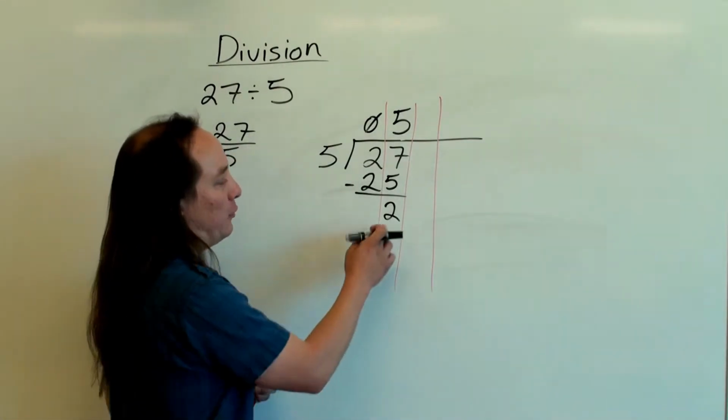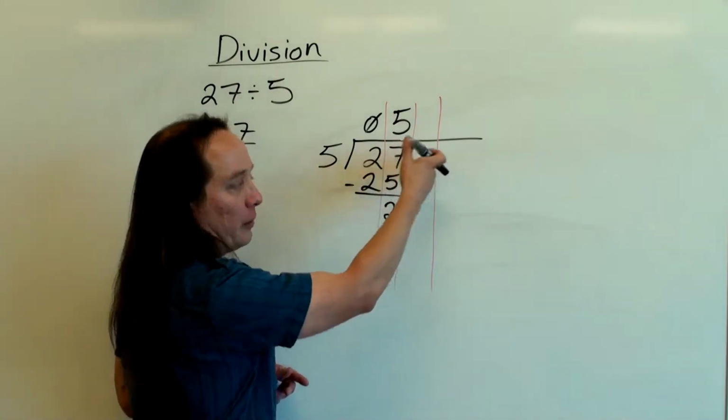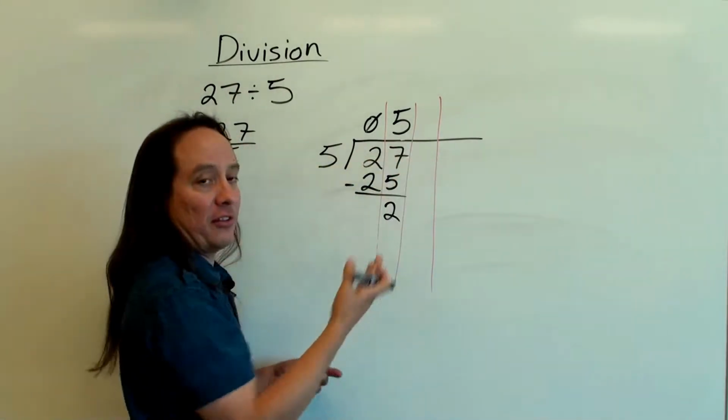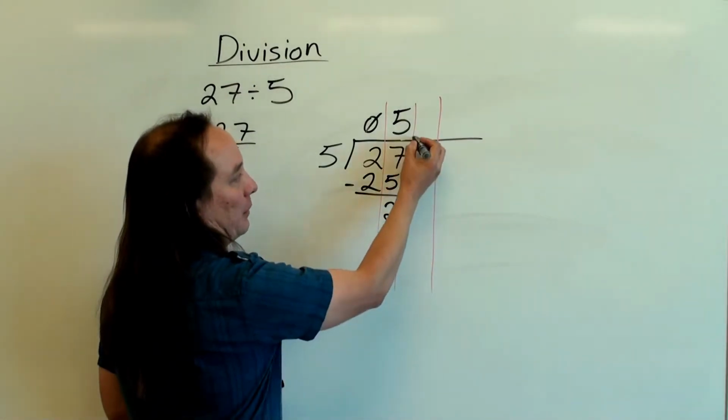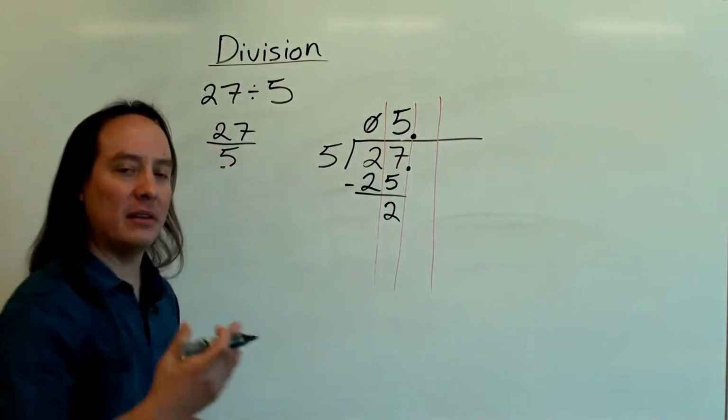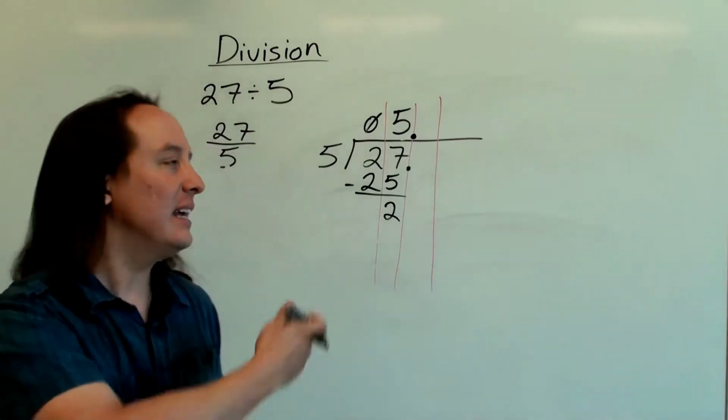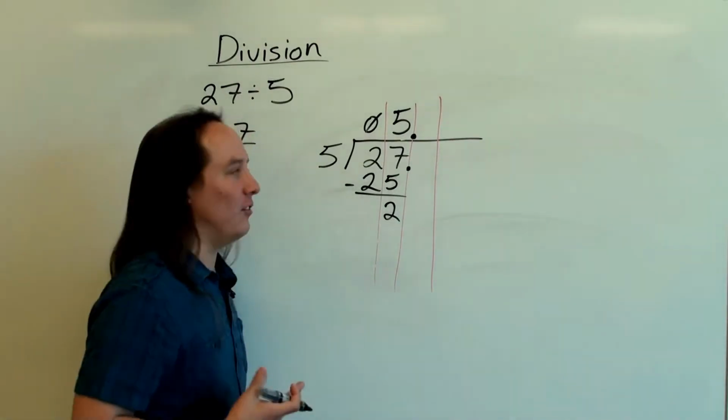So what we do is when we have a remainder and we're finished with the original numbers that they gave us, this is where we add a decimal. We add a decimal and we raise it to the top. And notice how I put the decimal right on that column line? So it's just organization, right?